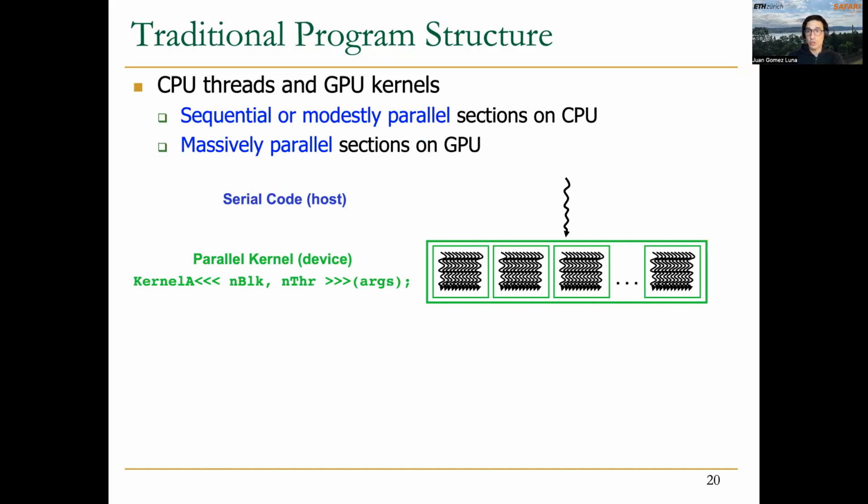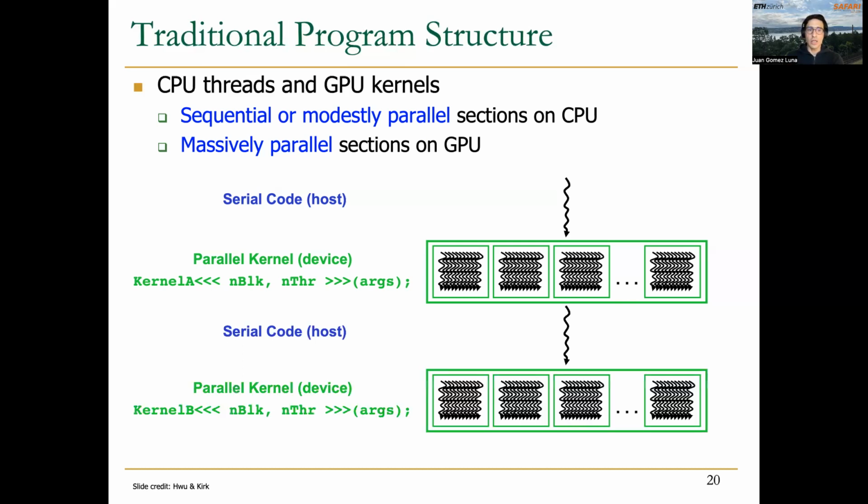This computation is called a kernel, as I mentioned earlier, a function that runs on the GPU, on the device, and this kernel uses a large number of threads. These threads for execution are grouped into sets of threads that are typically called thread blocks in NVIDIA and CUDA terminology. When this kernel finishes, the control returns to the CPU. There will be probably some more sequential or modestly parallel execution on the CPU, and then at some point, the CPU may launch another kernel.